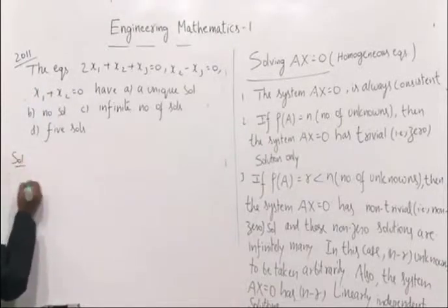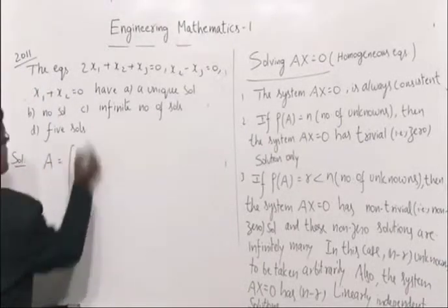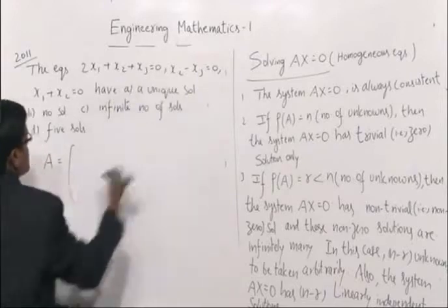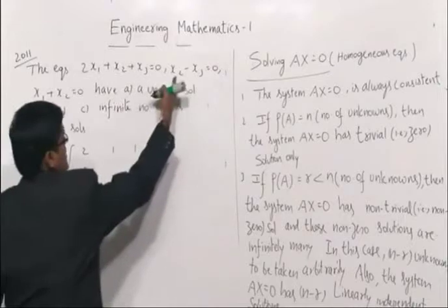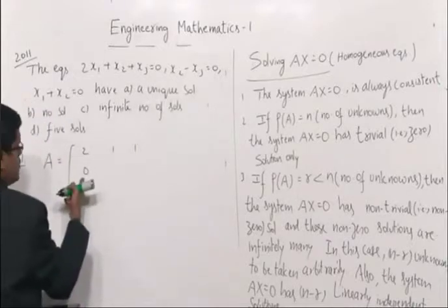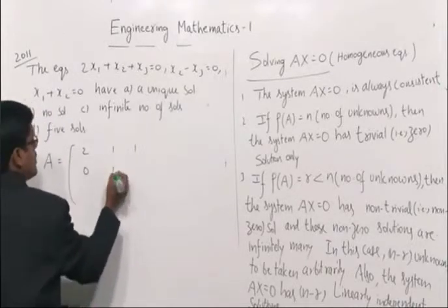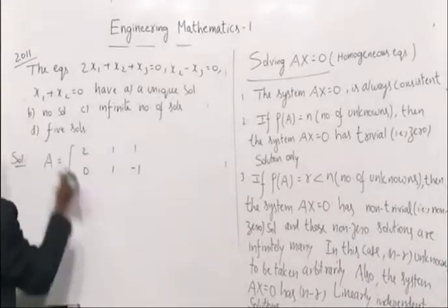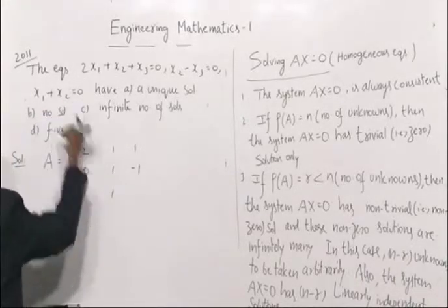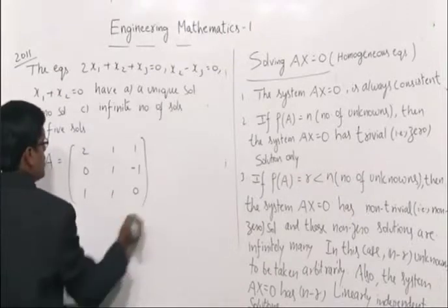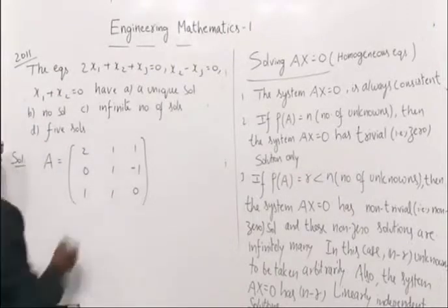Solution. Procedure. What is the A matrix? Already, all unknowns are on the left side, and the right side is all equal to 0. So 2, 1, 1. In the second equation x1 is absent, that's why its position becomes 0. x2 position 1, x3 position minus 1. In the third equation x1 coefficient 2, x2 coefficient 1, here x3 is absent, that's why its position is 0. Now reducing into row echelon form.